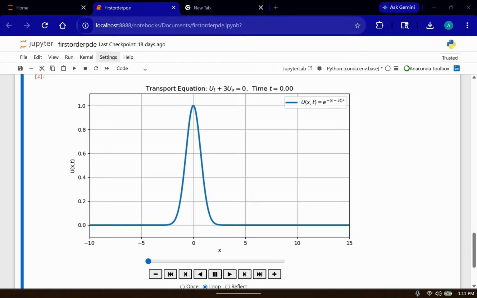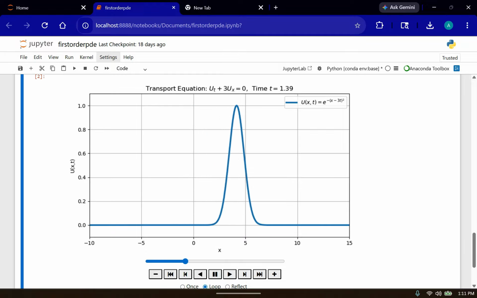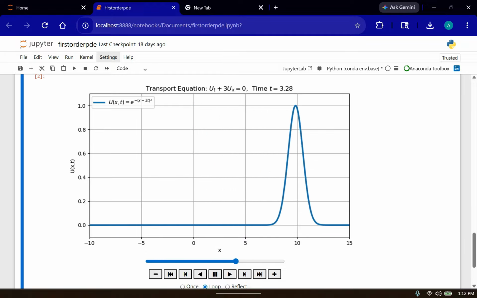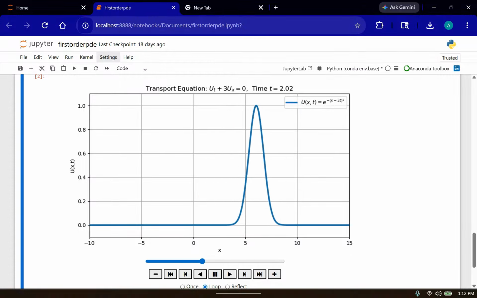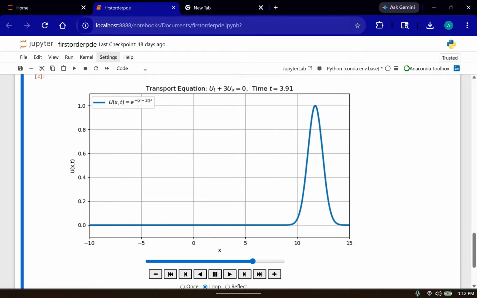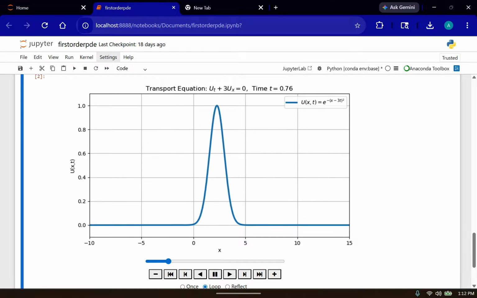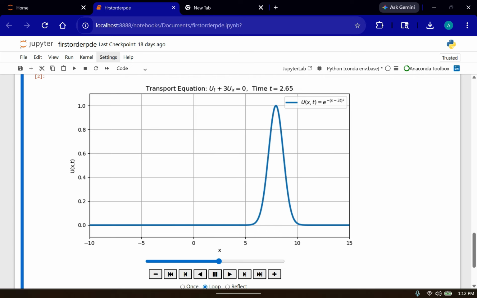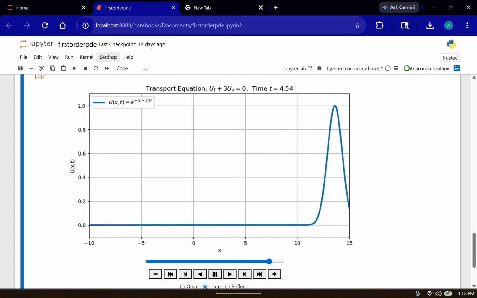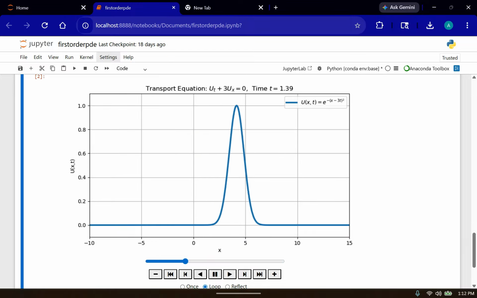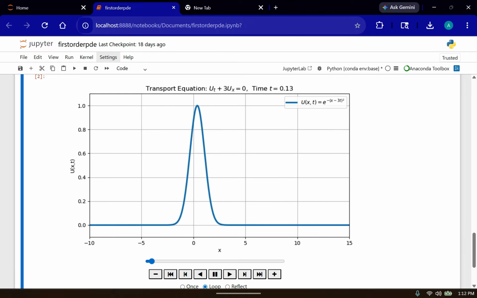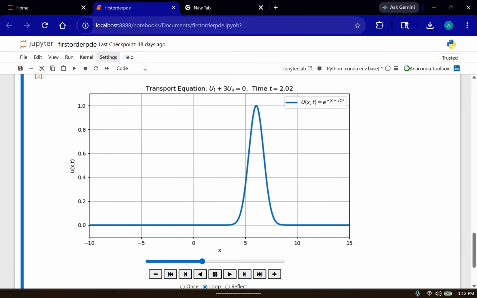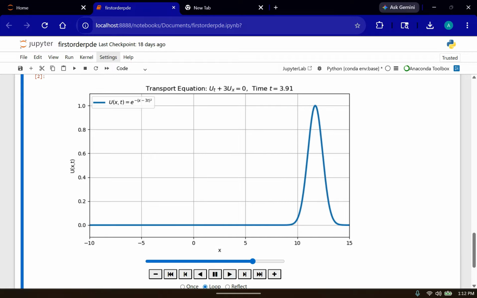Okay, so if I hit play, you see what is happening. As time is increasing, the solution is moving to the right. It stops and it starts again. So what it is saying is that the curve does not change, it simply moves to the right. That's what we are seeing in this video, and this corresponds to the solution that we found, e to the negative (x minus 3t) squared. So the entire function moves with speed 3, and each point moves along the characteristics x minus 3t equals c, and these are the characteristic curves.